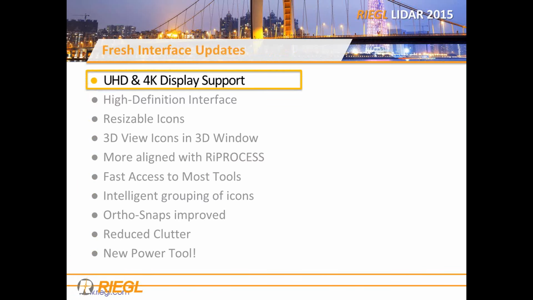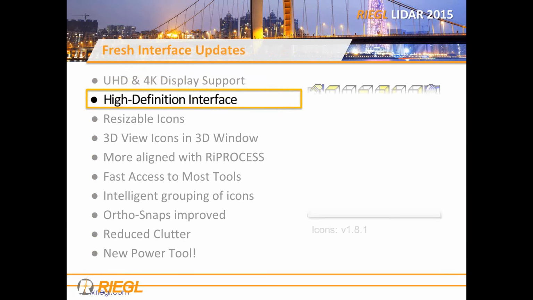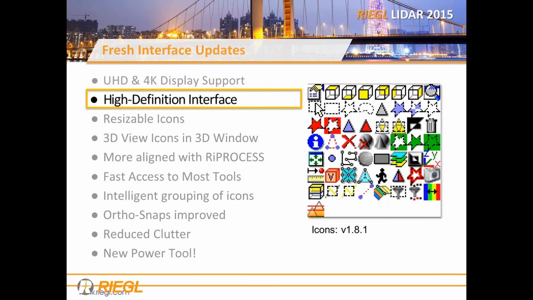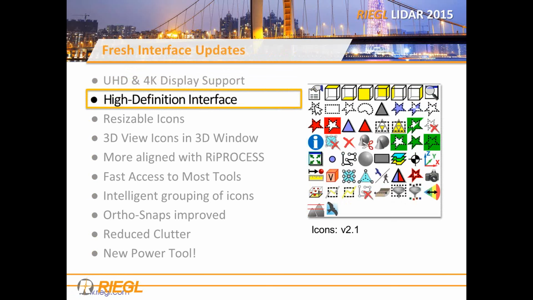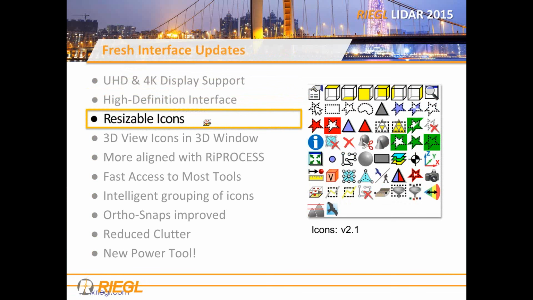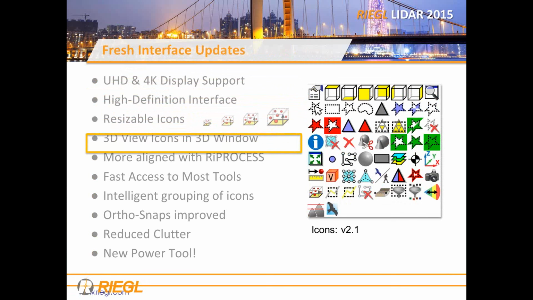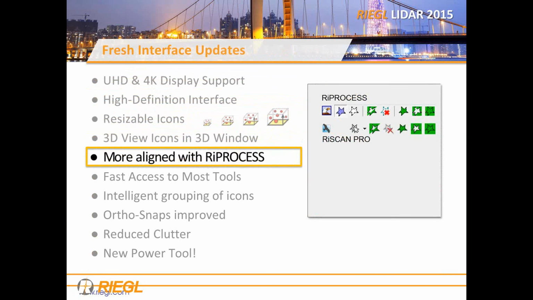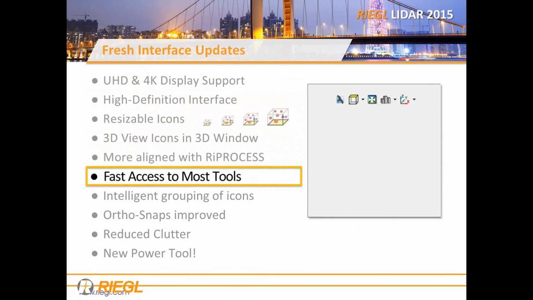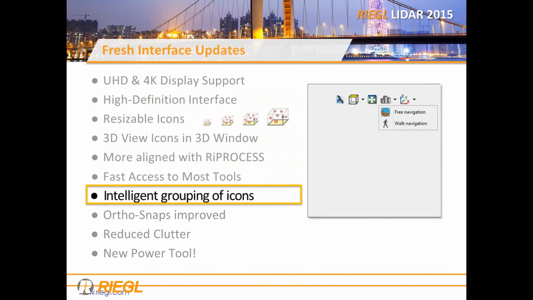Some new interface updates. The user interface is now ready for ultra-high def displays 4K. We've gone from something like this, what looks like basically an 8-bit interface, to a modern interface, so it's all scalable vector graphics. Icons are now resizable, so if you want to change your 3D icons or window icons, you can suit you. We're lining up our software products, so now they share more and more a common look and feel. We've set it up so you have fast access to most tools. You'd have to use the software to experience that.